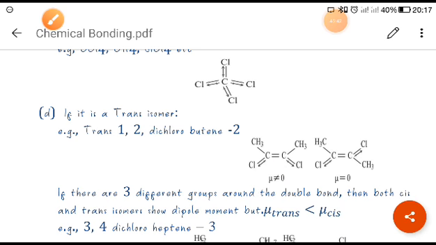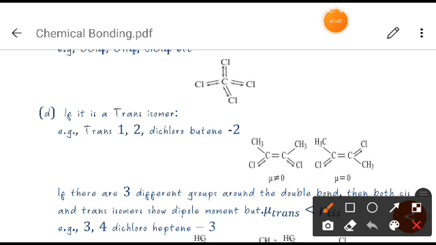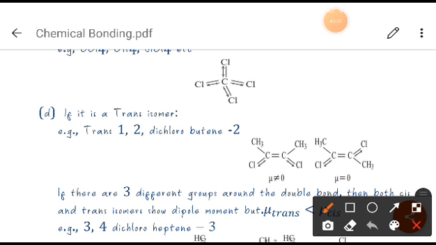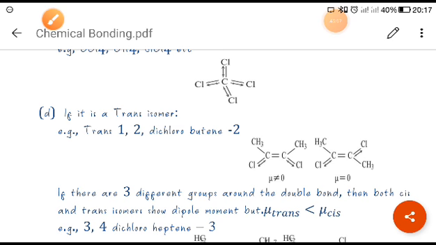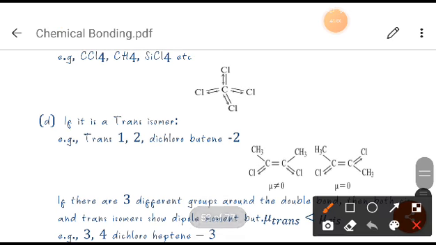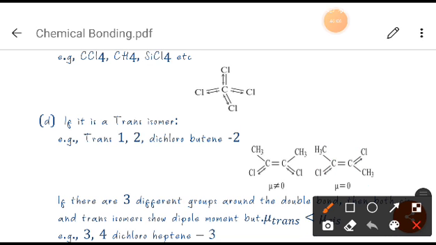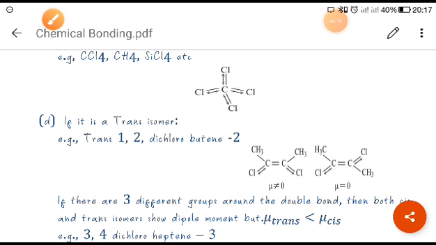Sorry, in the case of cis, as you can see, two cases are given here. This case is of cis and this case is of trans, right? But in the case of cis, the dipole moment is not equal to 0. In the case of trans, you can see one CH3 is here, another CH3 is here, one Cl is there, another Cl is here, right? So in case of trans, the dipole moment is 0, but in case of cis, the dipole moment is not 0, right?